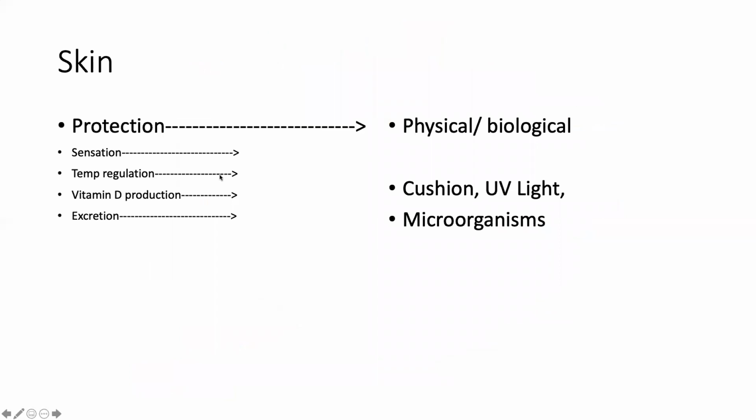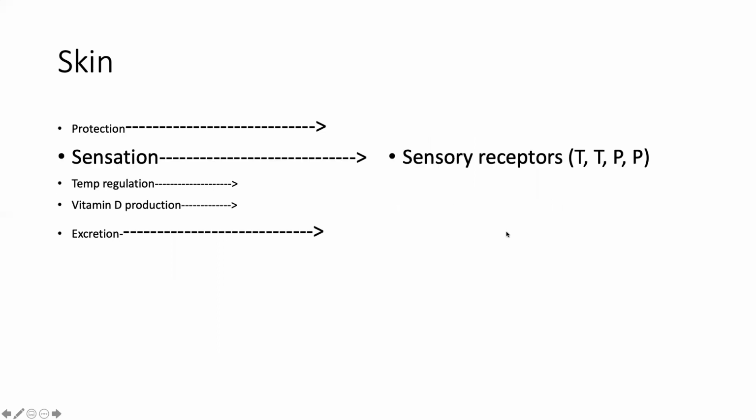The job of the skin, number one, is protection. It is both a physical and biological barrier. It acts as a cushion. It protects us from ultraviolet light, and it gives protection from microorganisms.